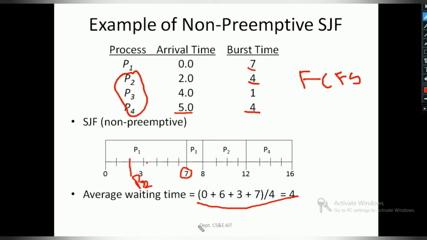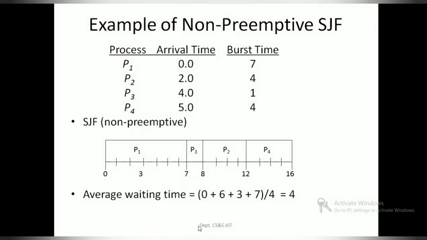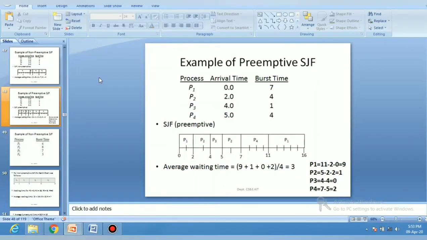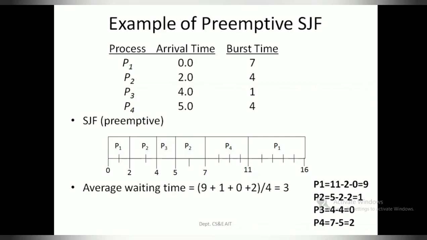Now let me look into the preemptive version. Let us address the preemptive version of your SJF, which is also called shortest remaining time first, that is SRTF. What happens in this preemptive version? Let me first illustrate the Gantt chart that is prepared.